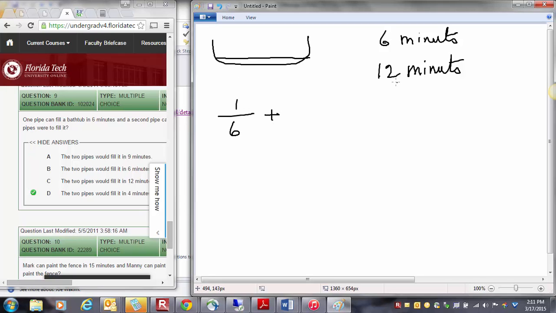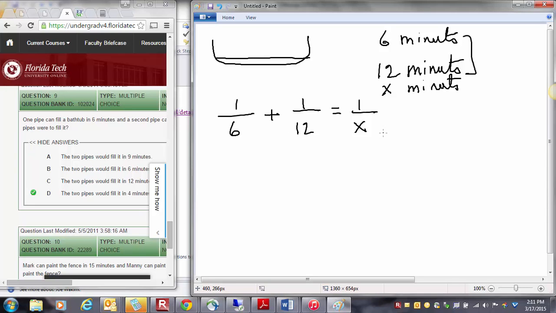Now we're going to add the time, the 12 minutes. If it takes 12 minutes to fill up the whole tub, in 1 minute it will fill up 1/12 of the whole tub. Now what if it takes x minutes to fill up the tub when these two are together? So in 1 minute it will fill up 1/x, and that's it. So let's solve for x.